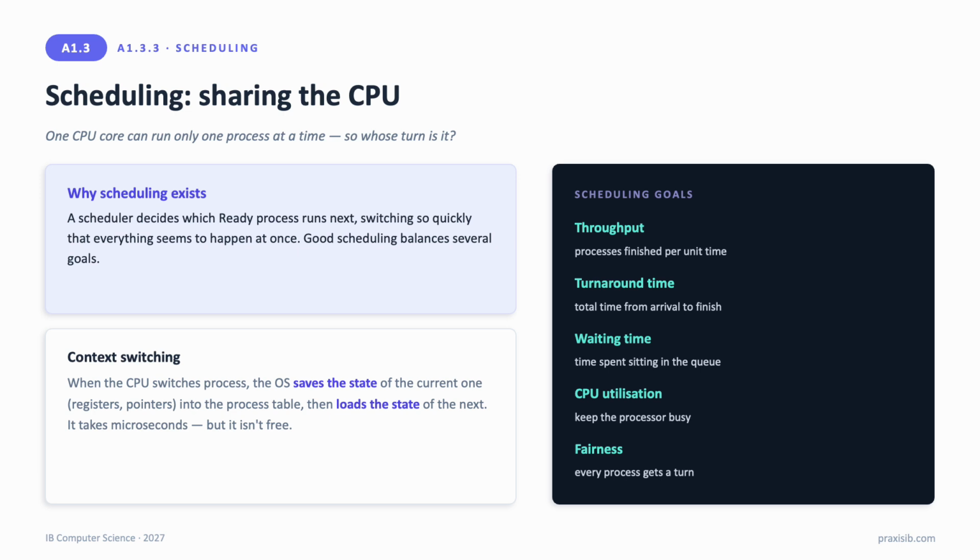Now, here's a key term, context switching. Every time the operating system switches from one process to another, it has to save the state of the current process. Things like the values in the registers and its place in memory, into a structure called the process table. Then it loads the saved states of the next process so it can carry on exactly where it left off. This happens in microseconds. But it isn't free. Each switch costs a little bit of time, and that cost will become important on the next slide.